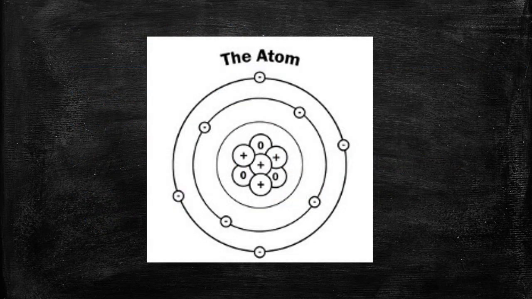First, let us understand what an atom is. The smallest unit of matter is called an atom. It consists of positively charged protons, negatively charged electrons, and neutral neutrons.